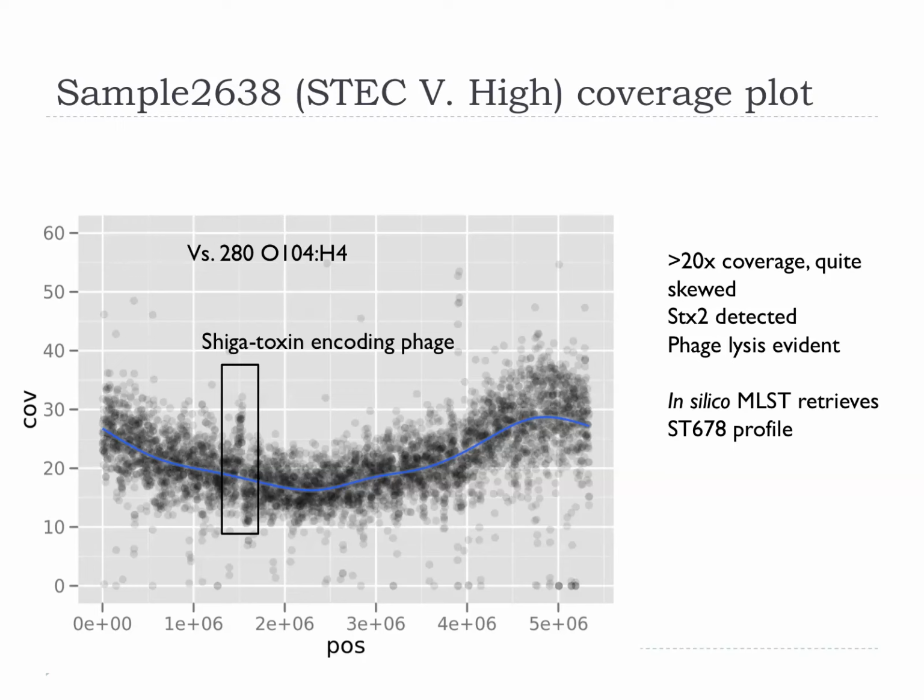And one interesting thing was there's this little upswing here corresponding to the Shiga toxin encoding phage. And that goes with the biology of what we know about the infection, which is that the Shiga toxin is actually released during the lysis induced by the phage, and that during that lysis, obviously the phage is making many, many more copies of its genome compared to the host. So that was nice. That made sense.